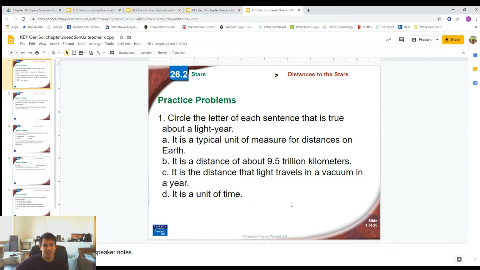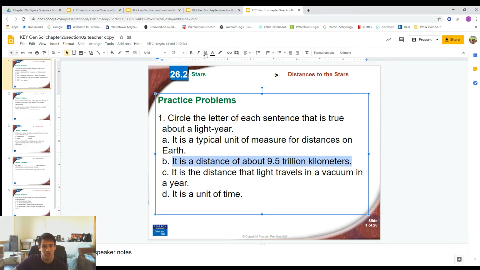Circle the letter of each sentence that is true about a light year. A: It is a typical unit of measure for distances on Earth. Definitely not. A light year measures a very large amount of distance. Earth is very small, so we do not use it to measure distances on Earth. B: It is a distance of about 9.5 trillion kilometers. That is true. So it's a very long distance.